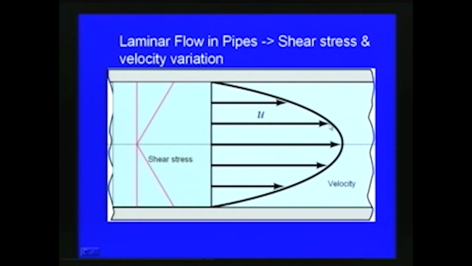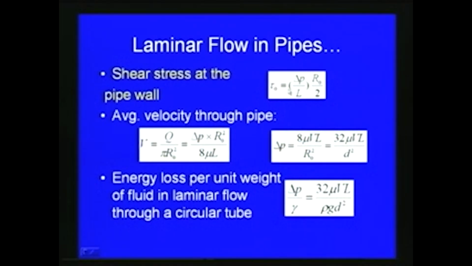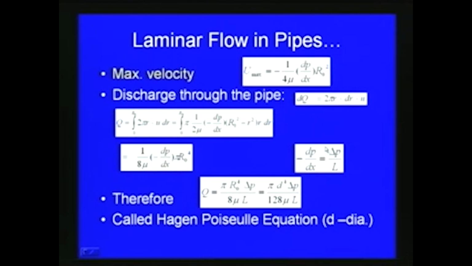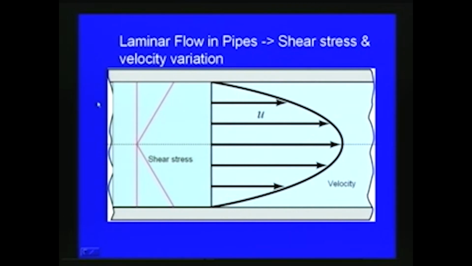In a similar way, we have already seen earlier the expression for the shear stress at the pipe wall. The shear stress equation is here. If you find the shear stress variation for pipe flow, you can see the shear stress will be 0 at the center line where the velocity is maximum, and it will be maximum at the pipe wall, with a linear variation.